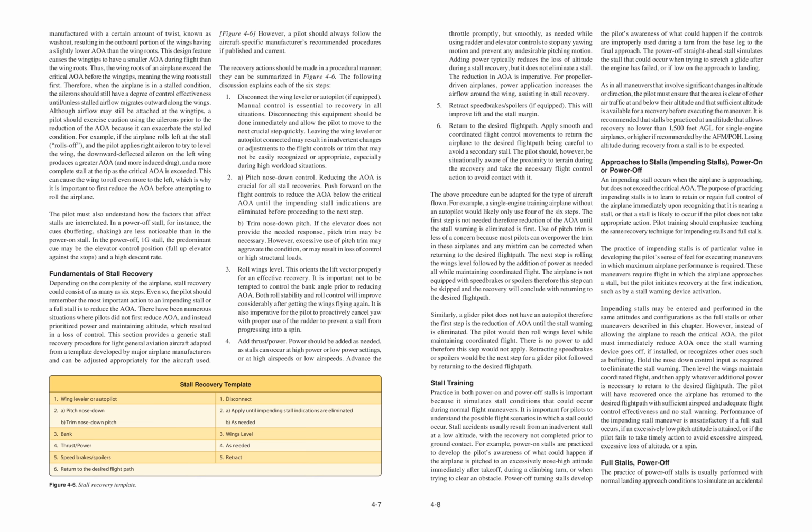Wings are manufactured with a certain amount of twist, known as washout, resulting in the outboard portion of the wings having a slightly lower AOA than the wing roots. This design feature causes the wingtips to have a smaller AOA during flight than the wing roots. Thus, the wing roots of an airplane exceed the critical AOA before the wingtips, meaning the wing roots stall first. Therefore, when the airplane is in a stalled condition, the aileron should still have a degree of control effectiveness until/unless stalled airflow migrates outward along the wings.